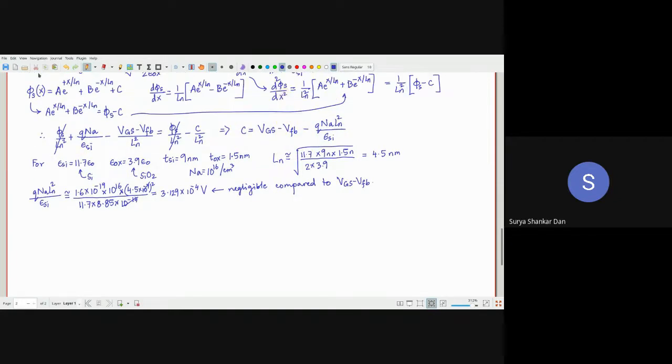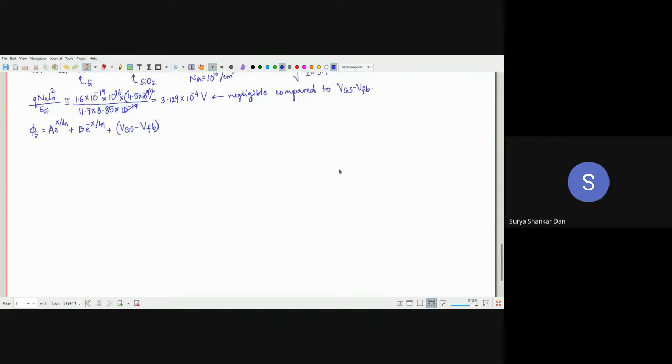Now, how does our phi s look like? Phi s is equal to A e to the power of x by ln plus B e to the power of minus x by ln plus, instead of C, we will simply write VGS minus VFB, for all practical purposes. Okay, we're almost done now. Now we have to find out the values of A and B.